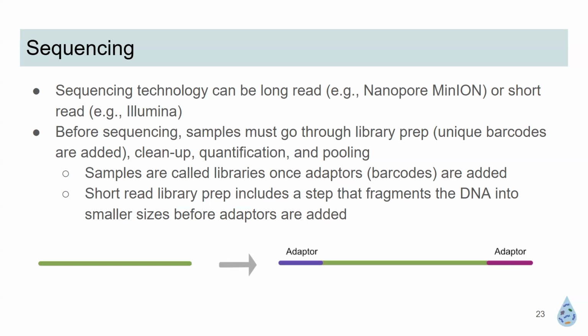The barcodes are also picked up by the sequencing technology. So for Illumina sequencing, it needs those barcodes or the adapters to attach to the sequencing technology to begin base calling. The samples are called libraries once adapters are added. So if you see the word library, it just means it's your sample with little guys on the end. That's it. That's all it means. And the short read library prep also includes the step that fragments the DNA before you add those adapters.